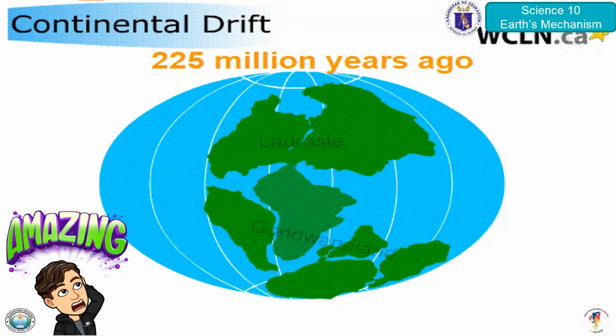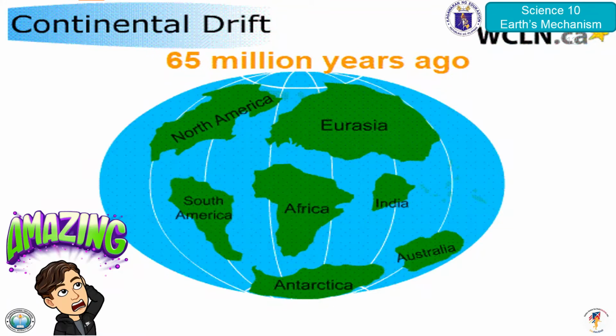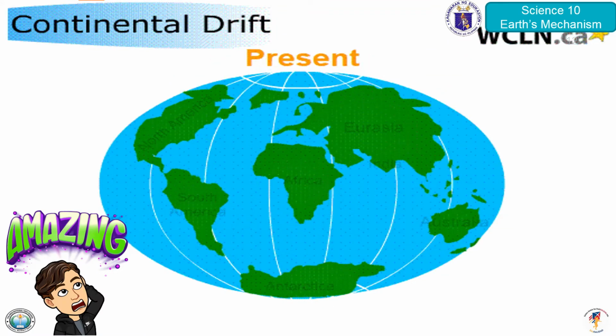Here's a quick look at the proposed theory of Alfred Wegener. As you can see, from Pangaea down to the modern locations of each continent.